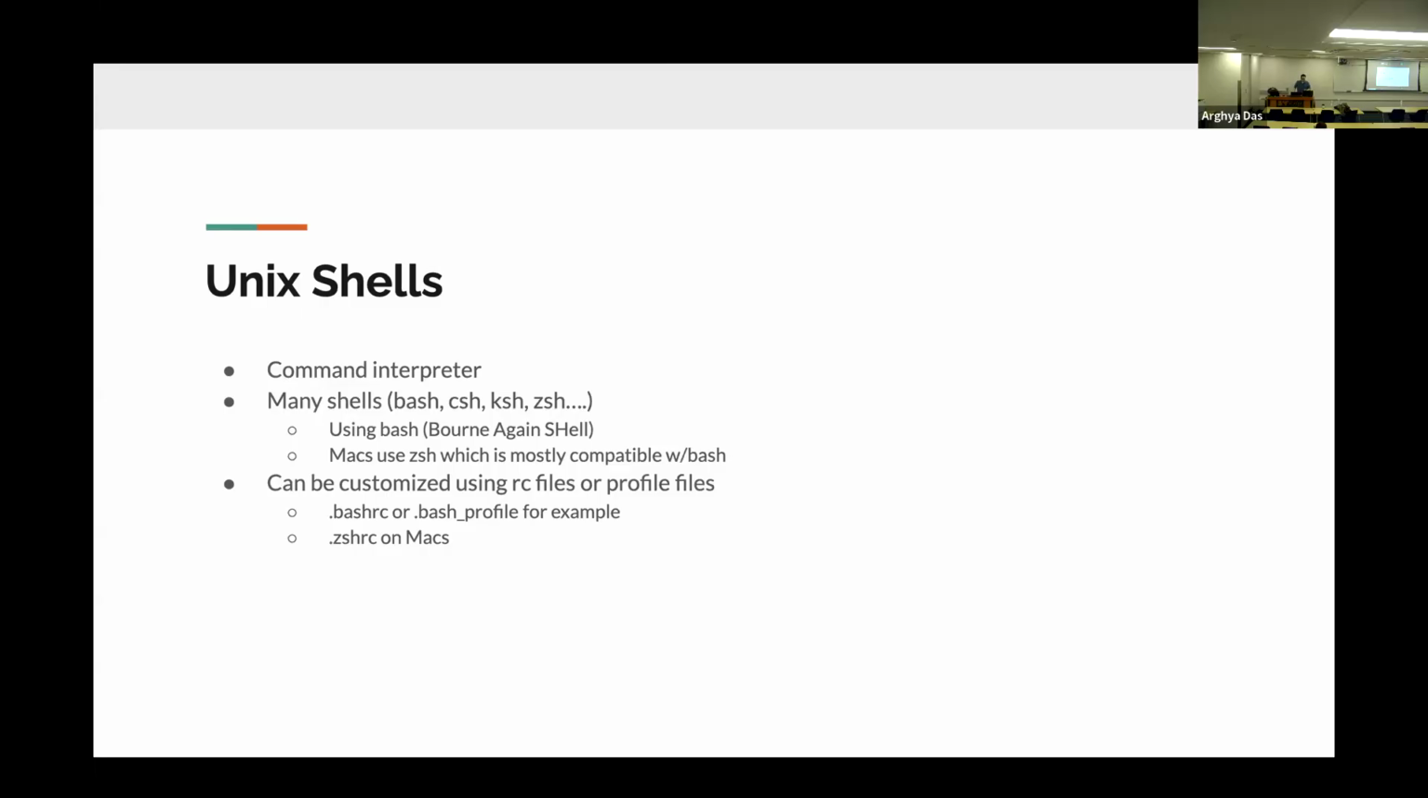Finally, most shells can be customized using RC files or profile files. So for Bash, it's the bashrc, bash_profile, zshrc on Macs. I think it's cshrc for C shell. And this allows you to alias commands as soon as you log in, so you don't have to set that up manually.